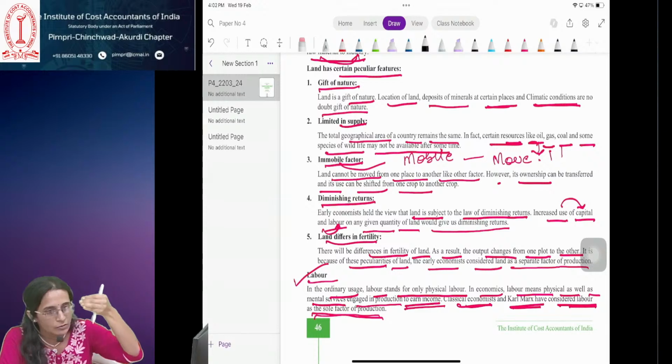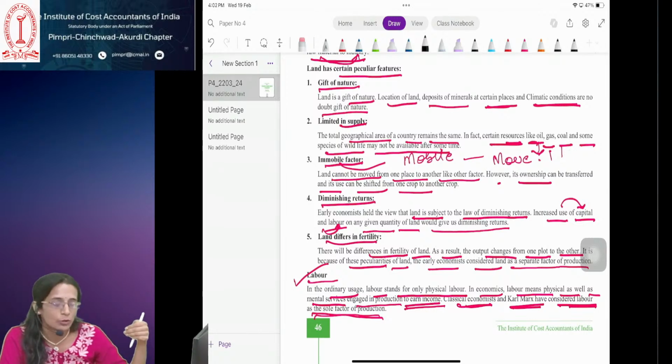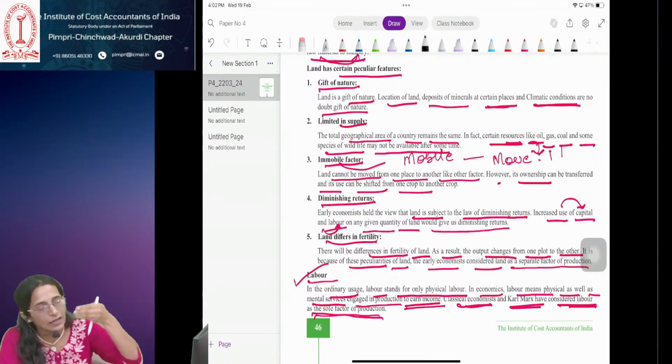At the start, it will increase as we increase the number of laborers. But at the end, what will happen? Even if we increase the number of laborers on that land, the quantity of rice or wheat that is produced will not increase much, right? So that is the law of diminishing returns. At the end, the marginal returns go on decreasing.